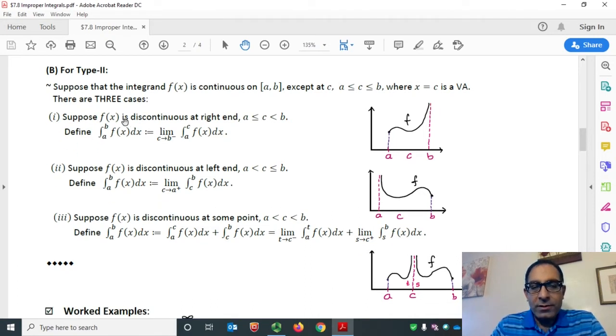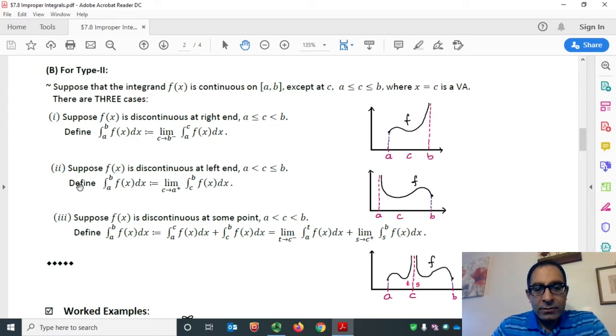Suppose the function is discontinuous at the right-hand point, at b here it is discontinuous. Then we define the improper integral from a to b of f(x) dx as follows: take this c smaller than b, define the definite integral of f(x) from a to c, and take the limit as c goes to b from the left side. Hopefully this makes sense to you.